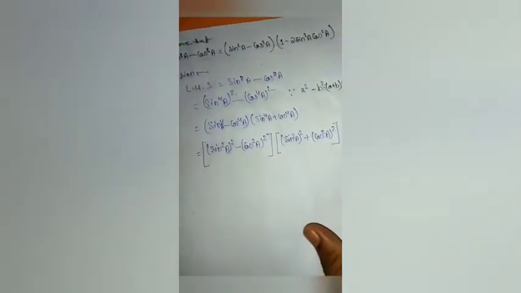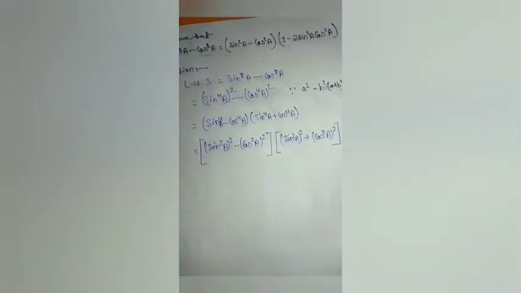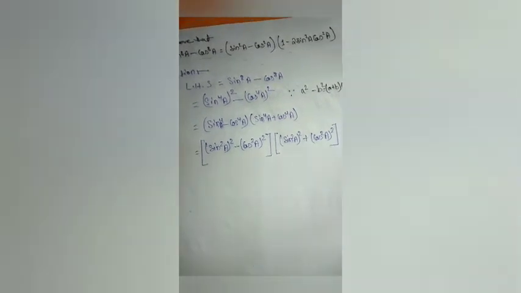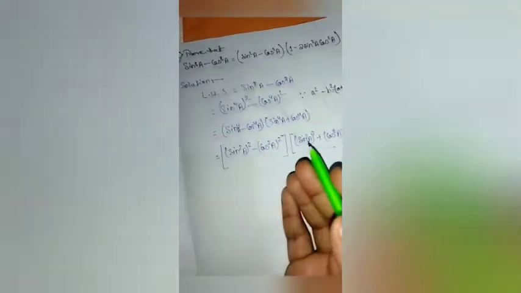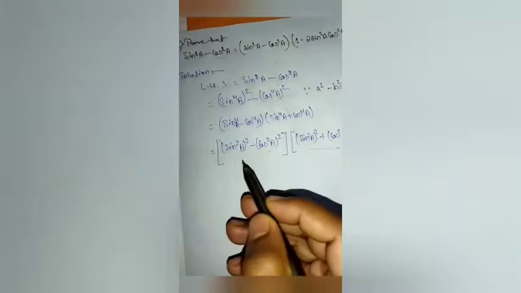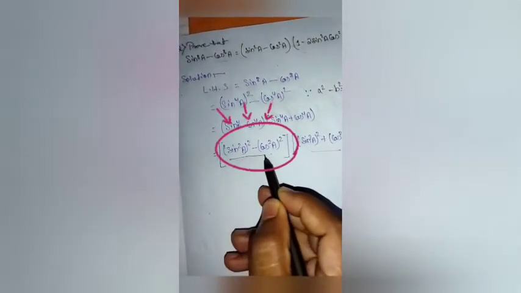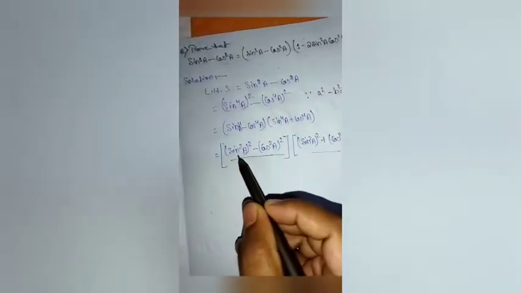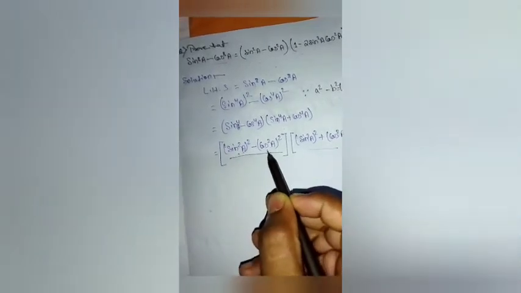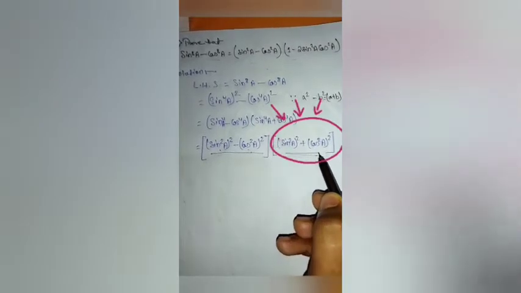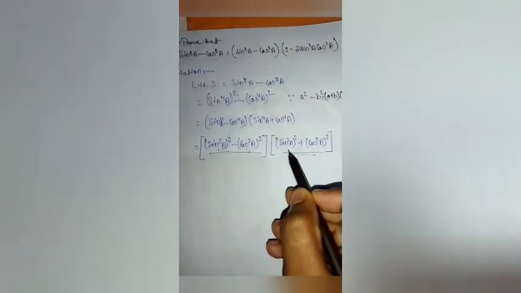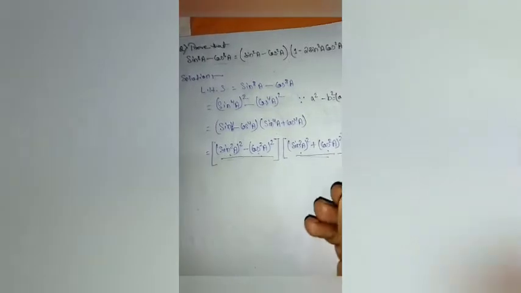Now once again carefully look at this equation. You can see that it's also making a formula. While we look at this equation, there are two parts in this equation. This is one part and this is another part. So when we look at this part, we can see that it's also making a formula, which is a square minus b square. And while looking at this portion, we can see that it's also making a formula, which is a square plus b square.